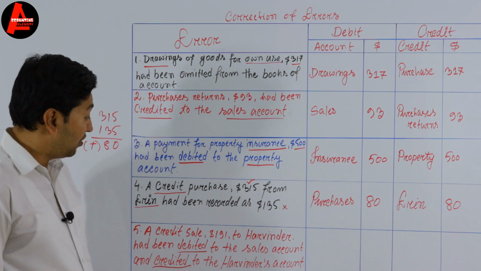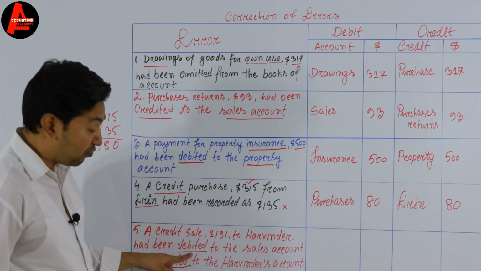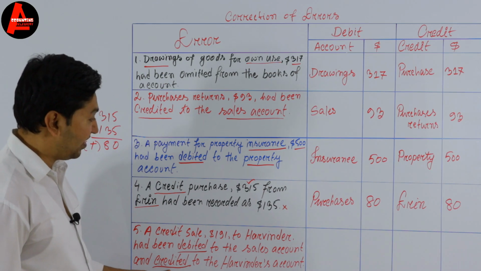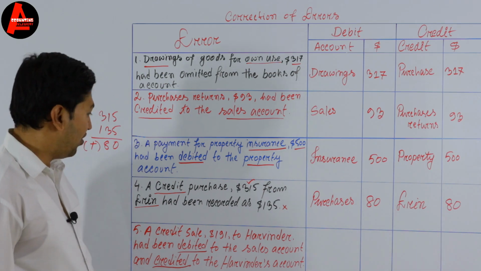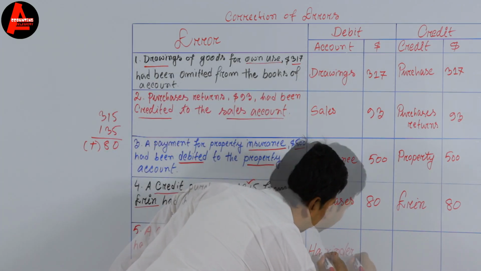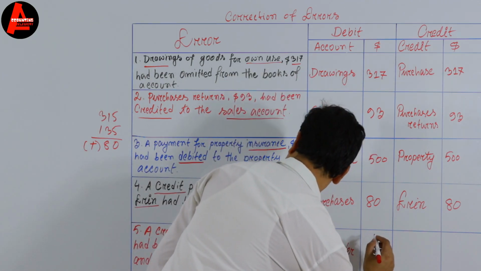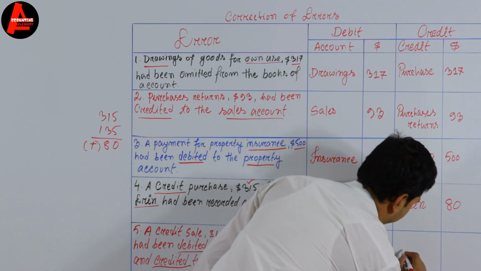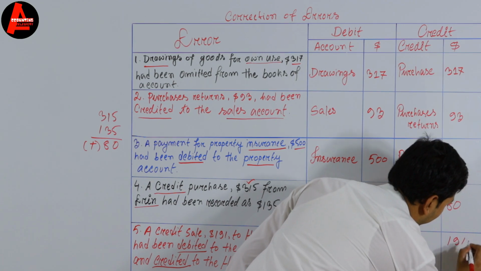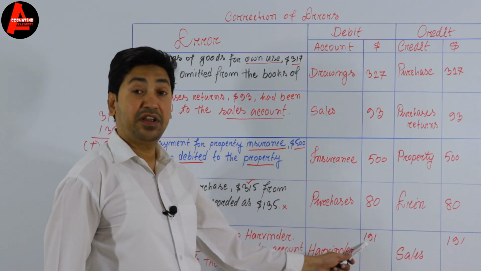Okay, to correct it, we will change these words. Instead of debited, we'll write credited. Instead of credited, we'll write debited. Okay, simple. This is a trick you need to remember. So we'll write here Harvinder account to be debited. So here the amount is 191, and sales credited 191.